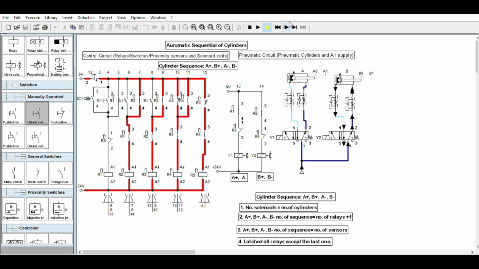Now, reset, there is a chain reaction. Okay, you can add the safety for pneumatics, safety for electrical.